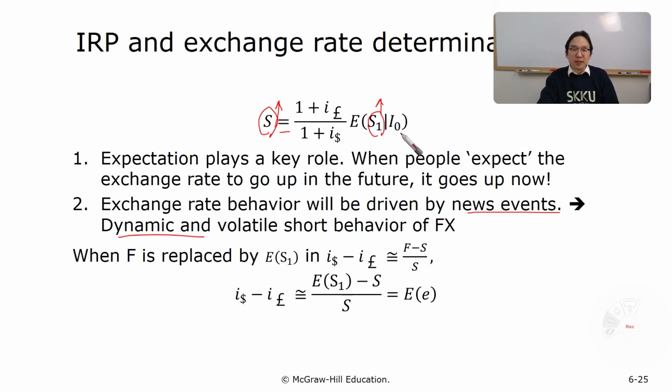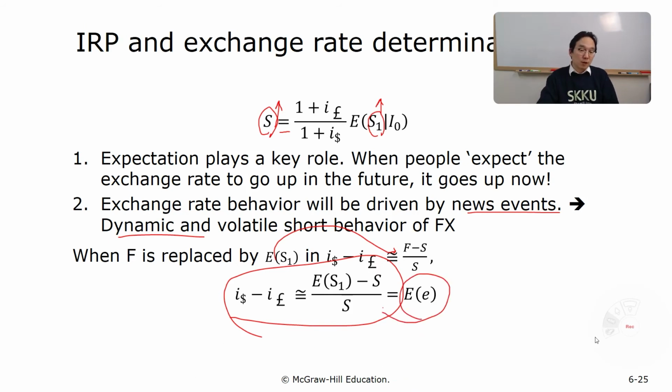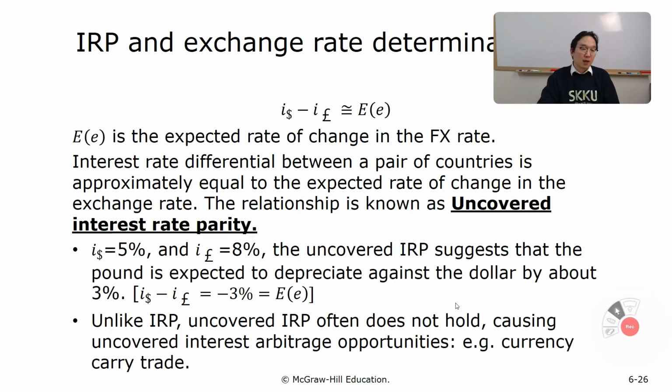let's abbreviate this and omit the information set. Then what do you have? The interest rate differential approximates this term. Let's stick it into this equation and you will see this. And then we label this second term in the equation as the expected value of small e. That expected value of small e takes me down to the next slide.